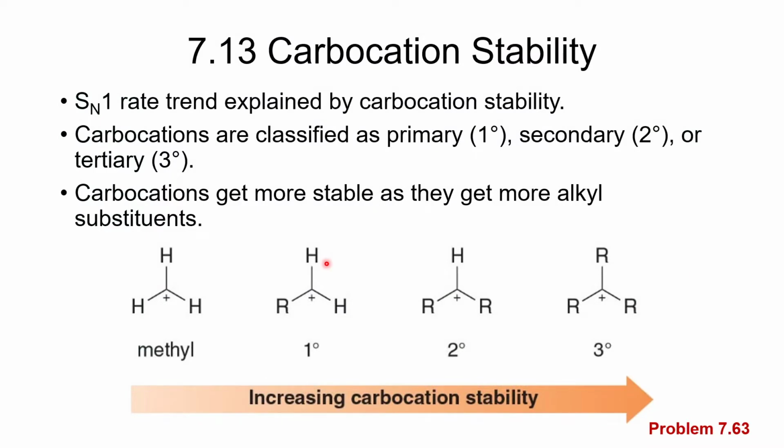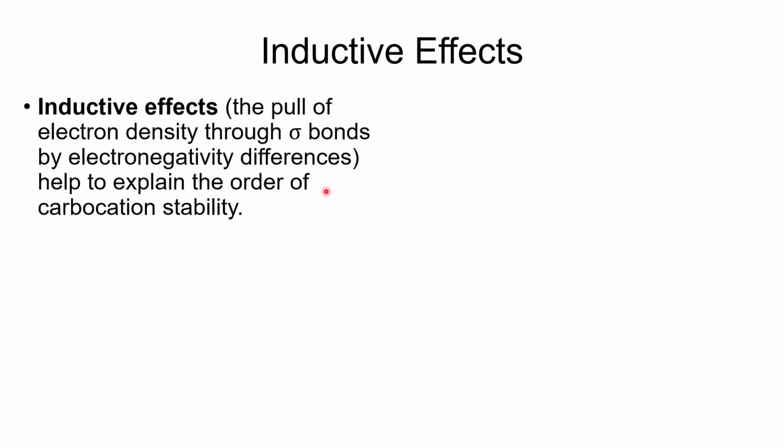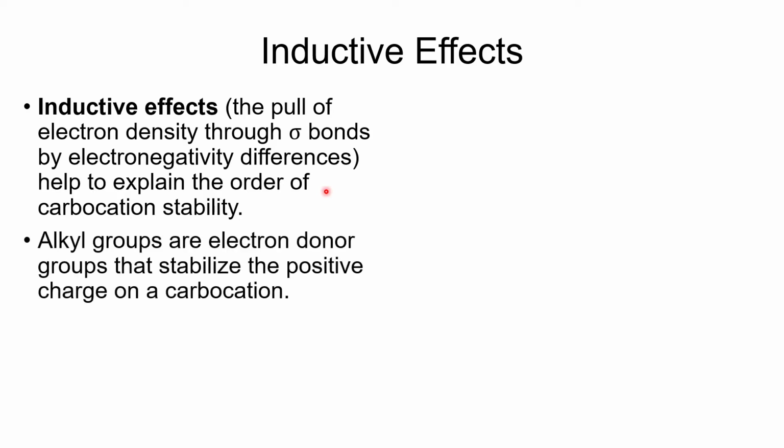Okay, so how can we use this to explain our rate trends for SN1? Well, first, let's look at why we have the carbocation stability. There are two effects that we're going to look at. One is called an inductive effect. Inductive effects are the pull of electron density through sigma bonds by electronegativity differences. And it turns out, if we look here, alkyl groups donate their electron density.